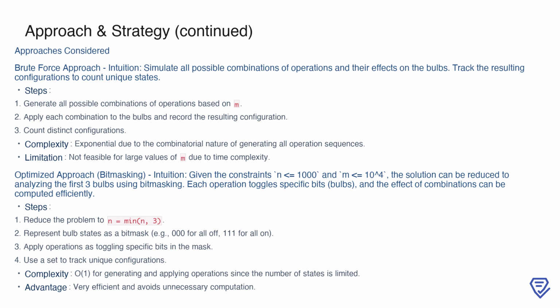To address this, we can turn to an optimized approach using bit masking. By limiting the problem to the first 3 bulbs, we can represent their states as a bit mask, such as 000 for all bulbs off or 111 for all bulbs on.